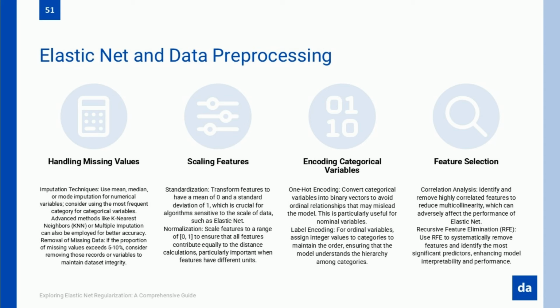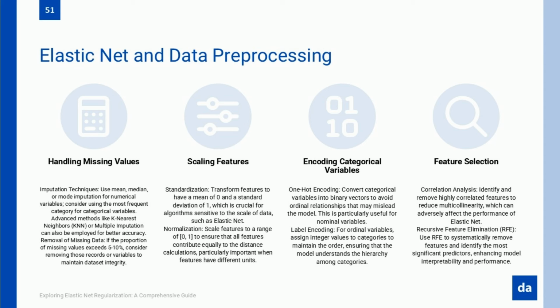Data preprocessing is the foundation of any predictive model, and Elastic Net is no exception. Poorly processed data, filled with missing values, outliers, or inconsistent scales, can lead to unreliable results. To get the best performance out of Elastic Net, we need to clean, standardize, and transform the data before feeding it into the model. One of the first steps in preprocessing is handling missing data.